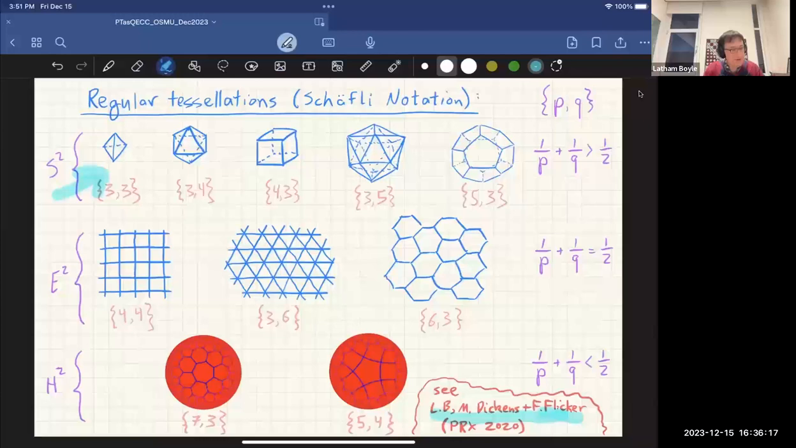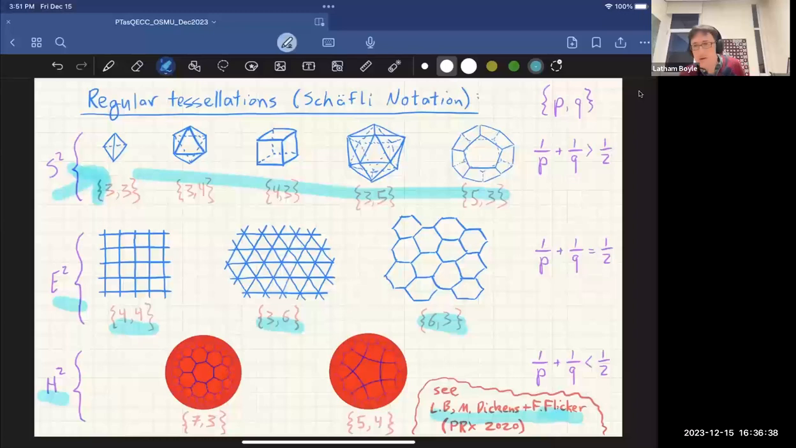So if you look at different possible tilings of the sphere, there are five of them for the two-dimensional sphere, the five Platonic solids. And if you ask what the different regular tilings of the plane are, there are three of those: the square tiling, the triangular tiling, and the hexagonal tiling. But you may be less familiar with the tilings of 2D hyperbolic space. There are an infinite number of those too, where you can do things like having three septagons meet at every vertex, or four pentagons meet at every vertex.